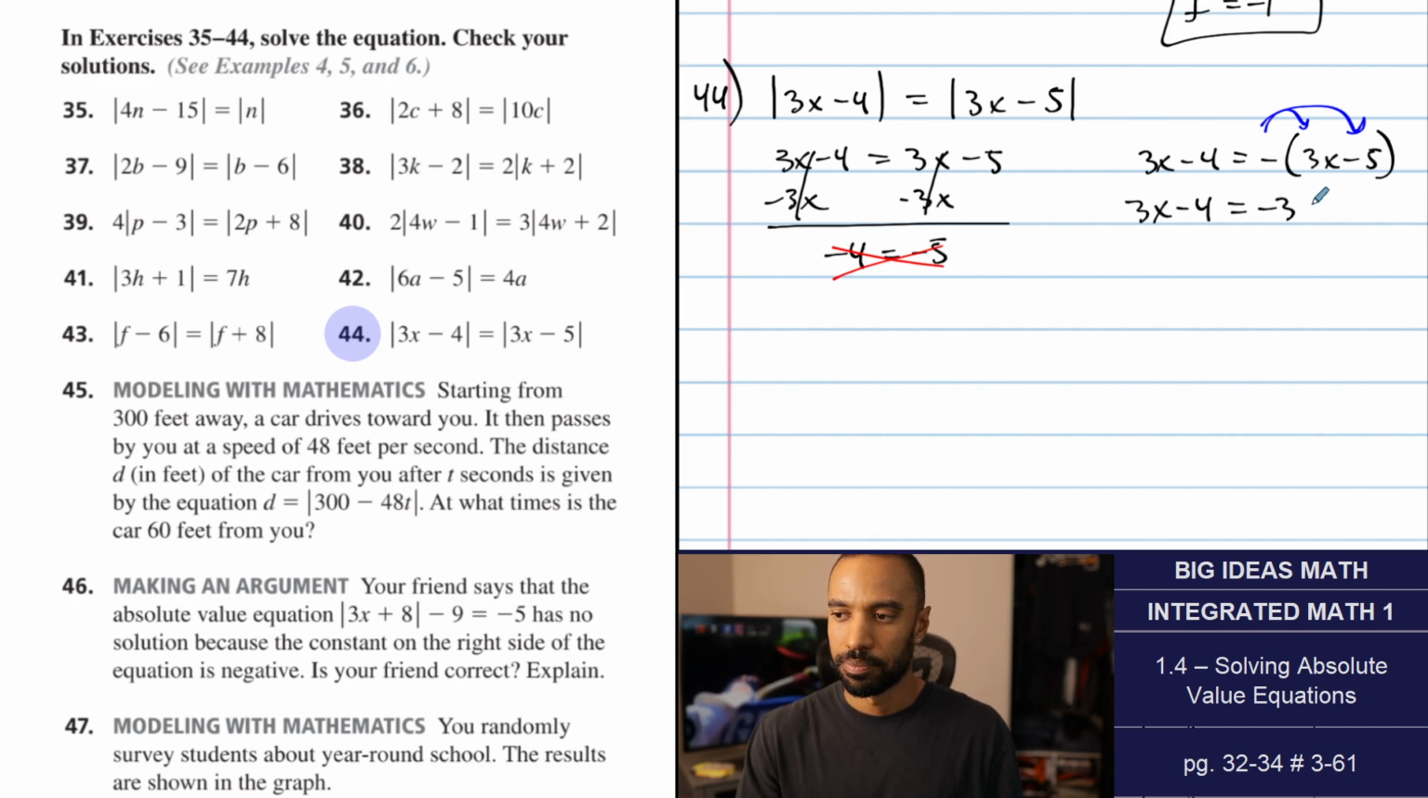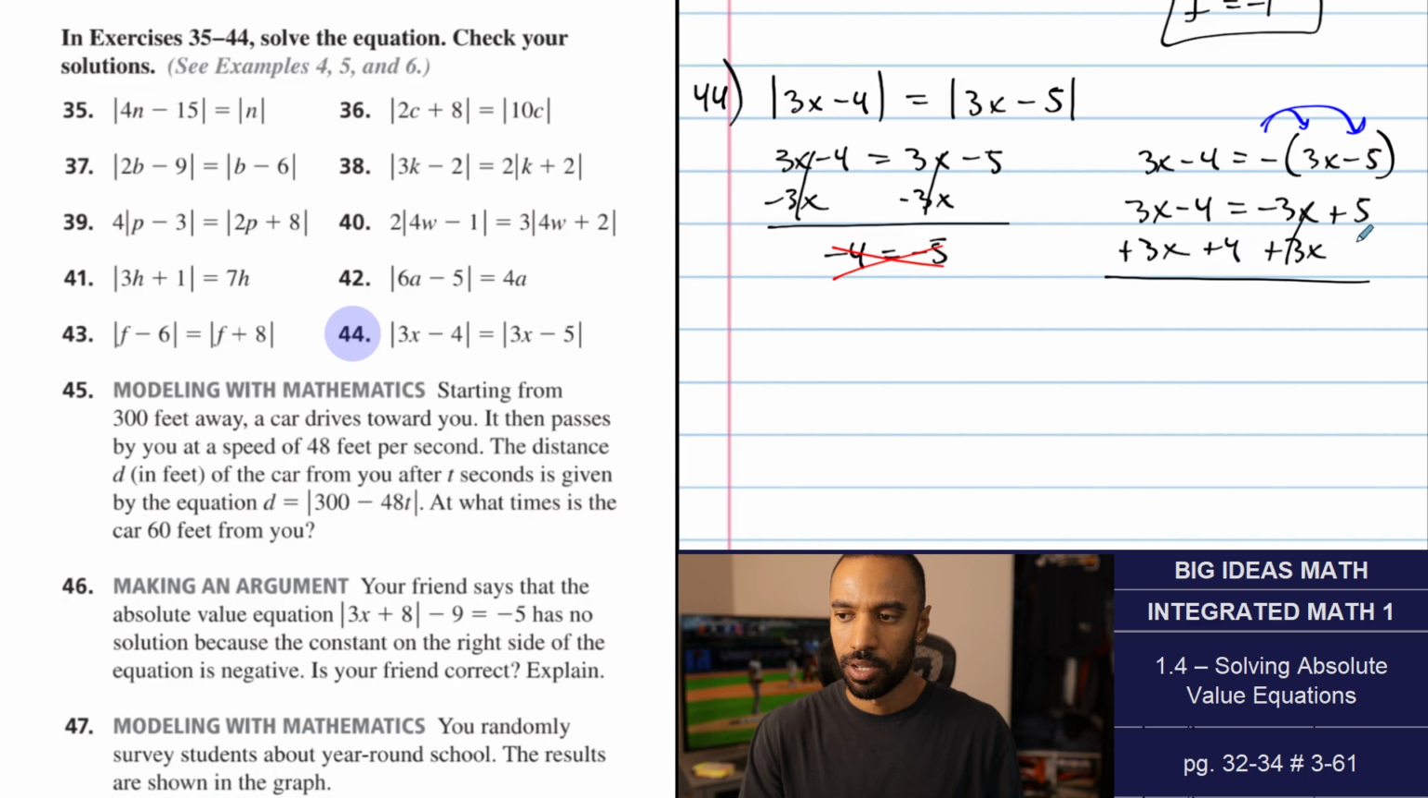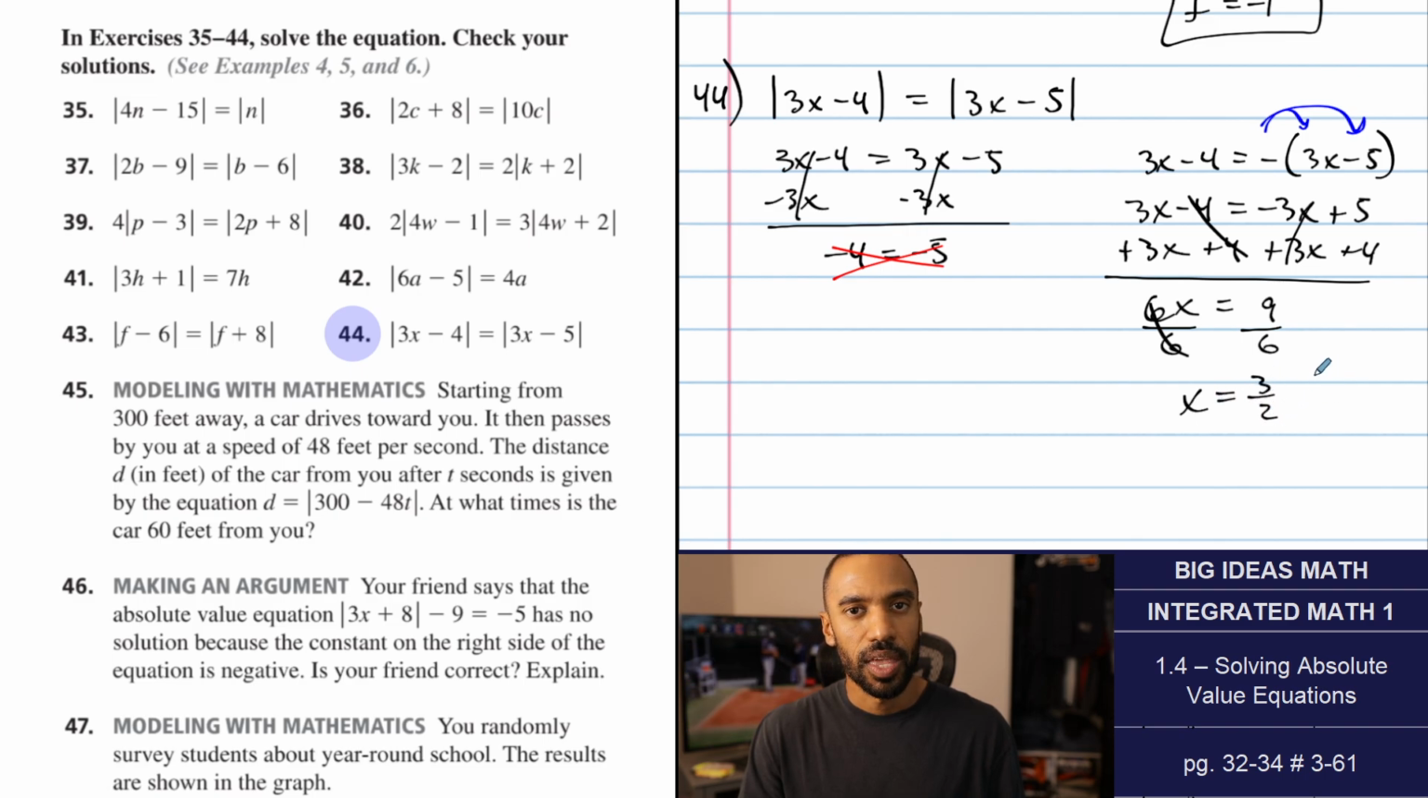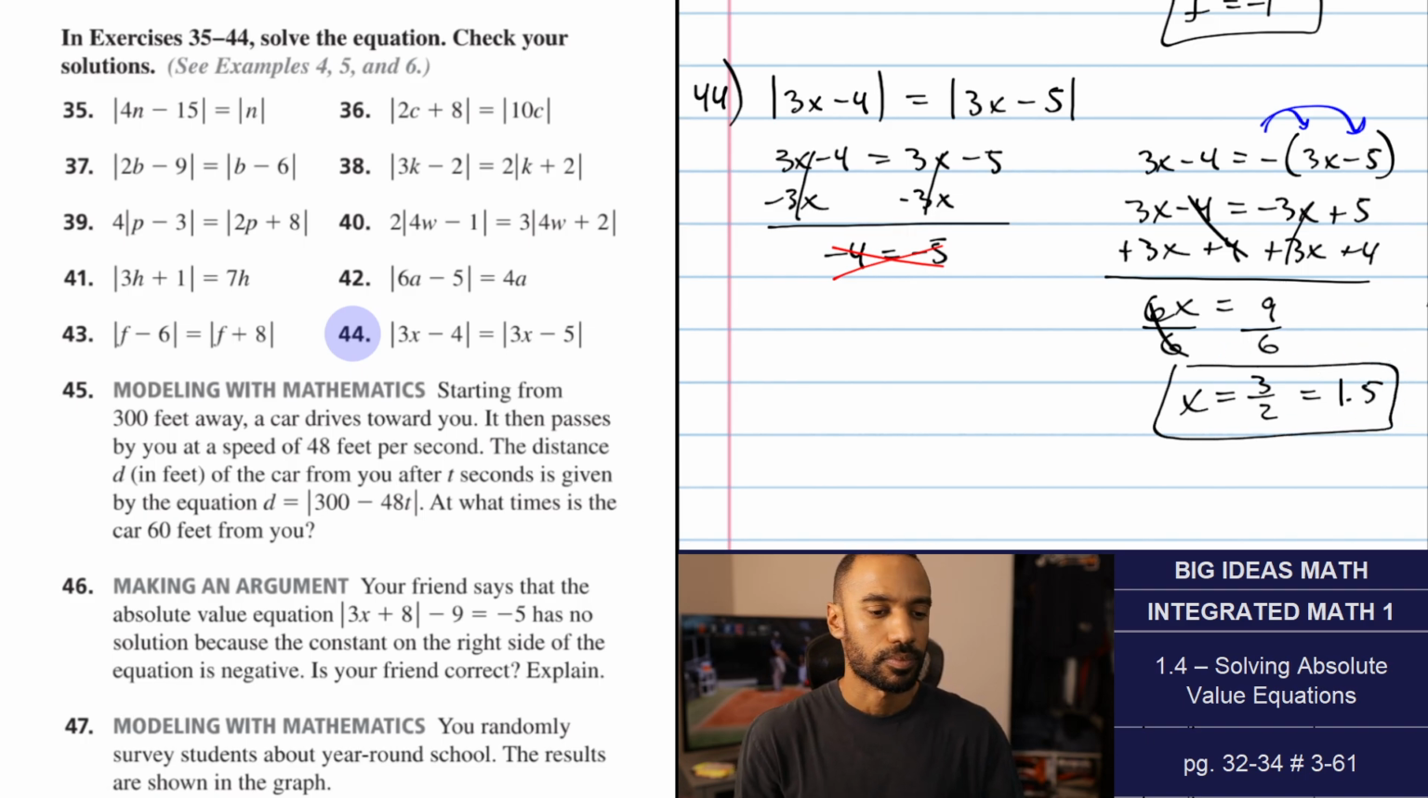We distribute the negative into this portion. 3x turns negative, and 5 turns positive. Now as I add 3x to both sides, it might go away on one side, but not on the other. And now adding 4 to this side is part of my goal in solving for x as a whole. 5 plus 4 is 9. And divide both sides by 6. As a reduced fraction, y'all, it's 3 halves. As a decimal, it's 1.5. You're calling which you'd like to write there. They're both exact. I'll take them.